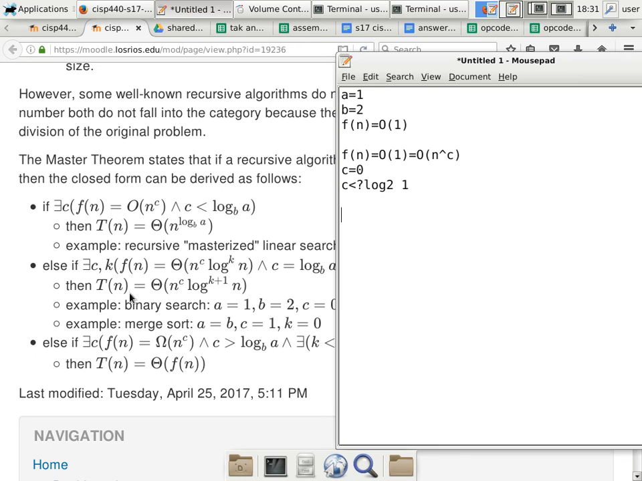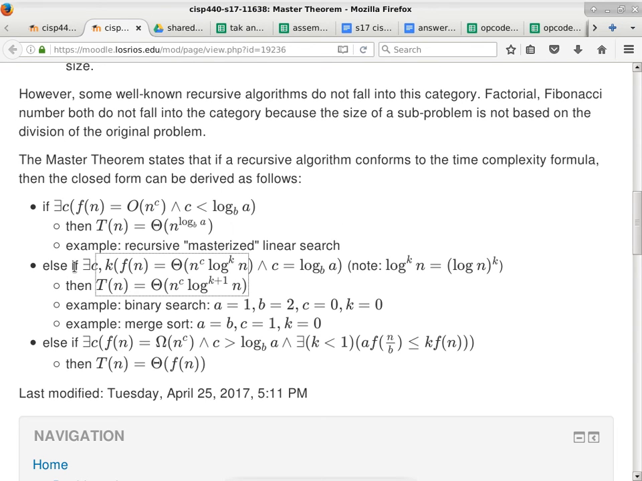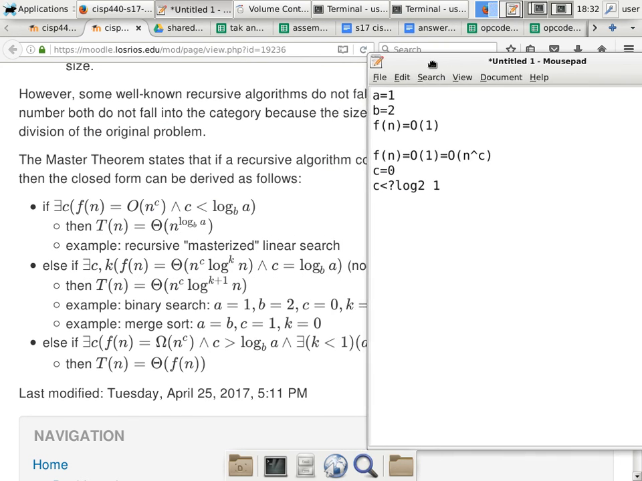Let's move on then. Moving on, we look at the second conditional statement, and this time we have two variables that we have to fill. If there exists a value c and a value k such that f of n can be expressed as big theta of n to the power of c times log n to the power of k, that's basically what it means. So log superscript k n is really the same thing as log n to the power of k, and c equals log base b of a. So can we find c and k to satisfy this condition? Okay, let's switch to the mouse pad and see if that works.